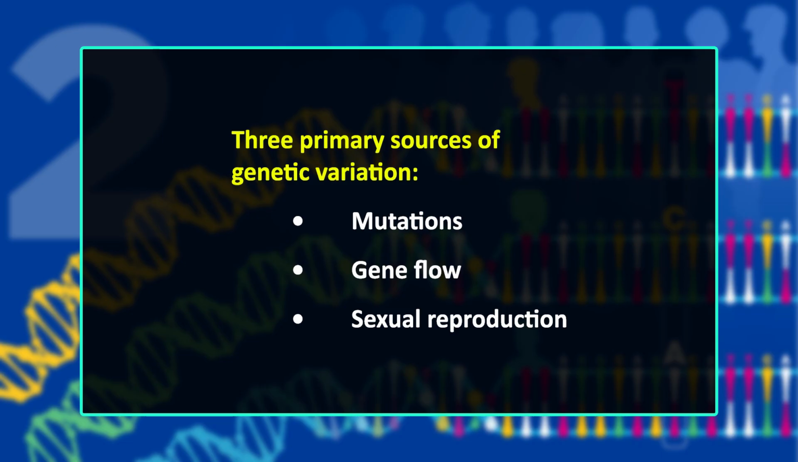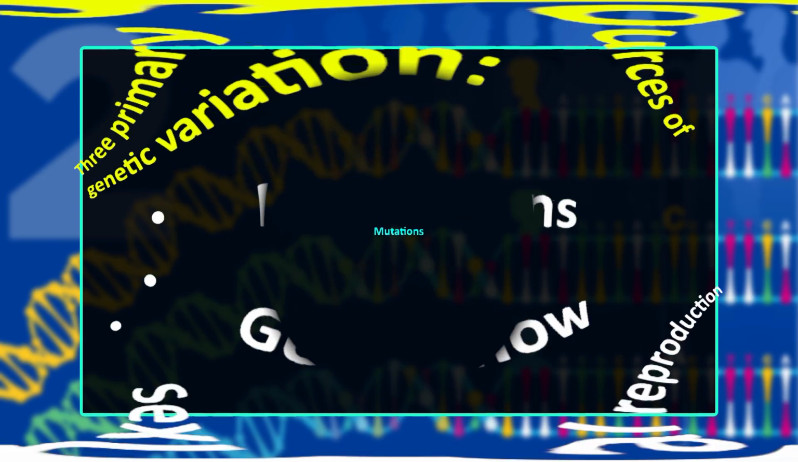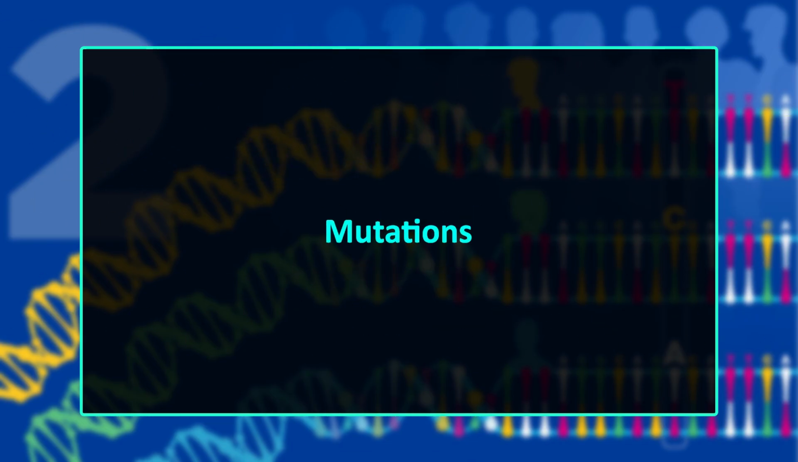Dear students, let's now discuss the sources of genomic variations. Mutations, gene flow, and sexual reproduction are three primary sources of genetic variation. Let's discuss first the mutations.